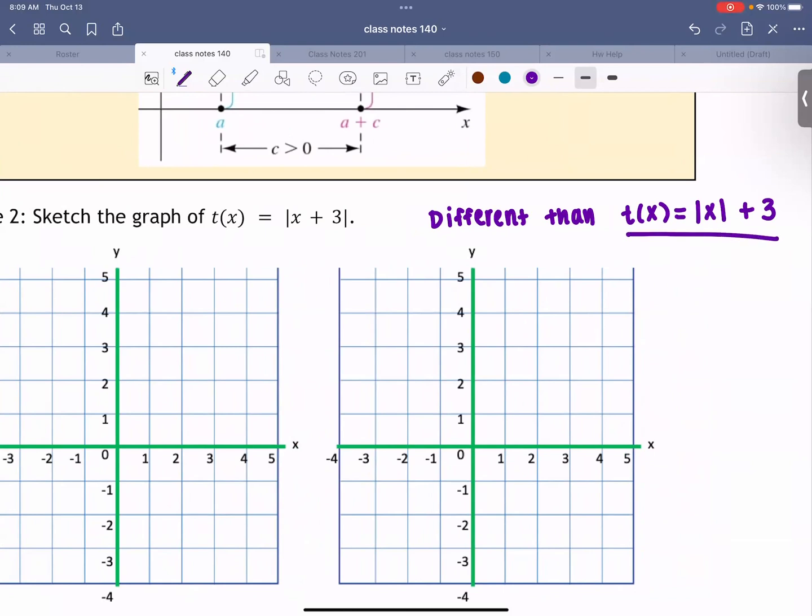What's happening over here? What sort of shift is going on the right? A vertical shift, right? Because the 3 is being added to the entire function, the absolute value of x. Over here, the 3 is being added to x inside the function. Do we see the difference? Okay, so over here, this is a horizontal shift. Over here, this is a vertical shift.